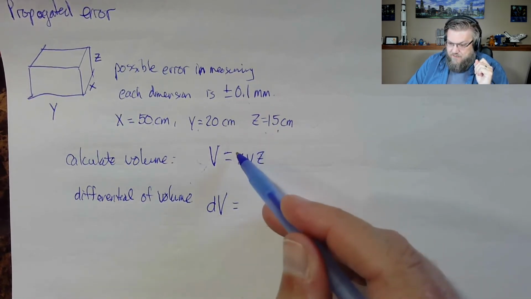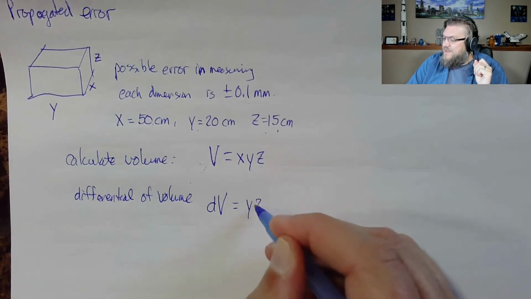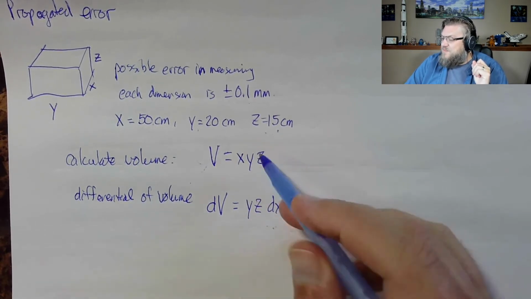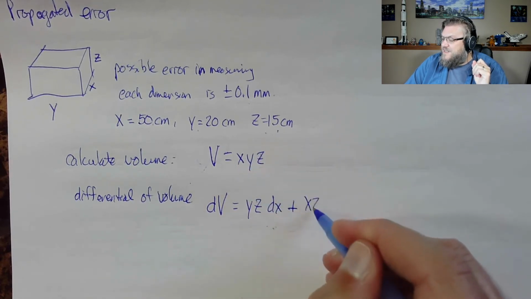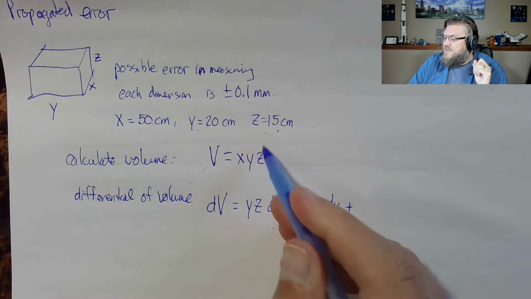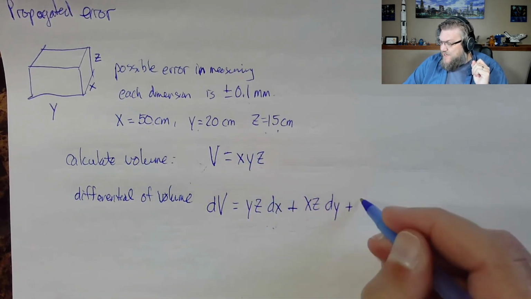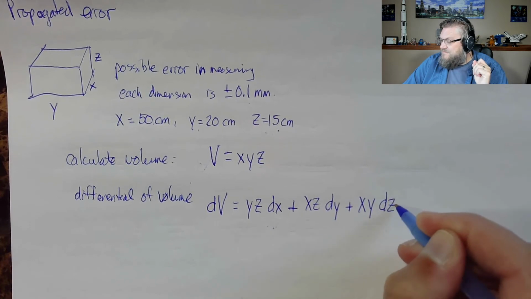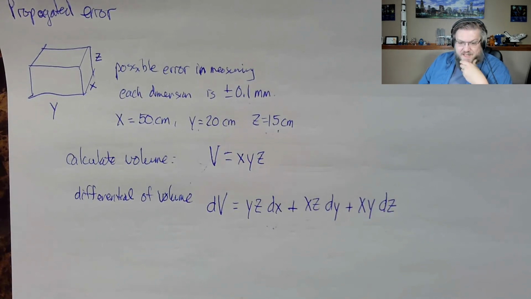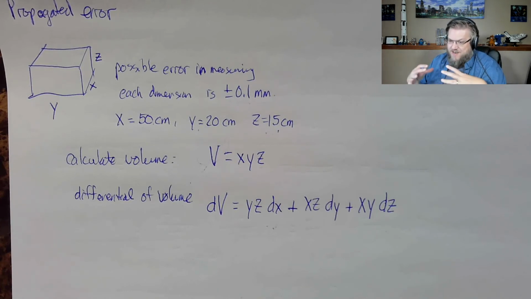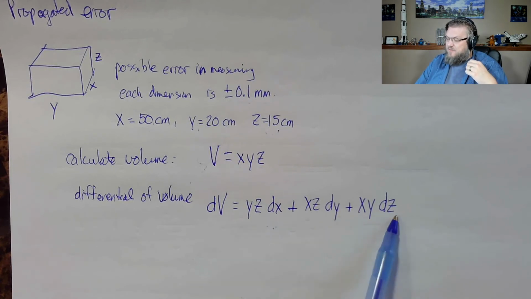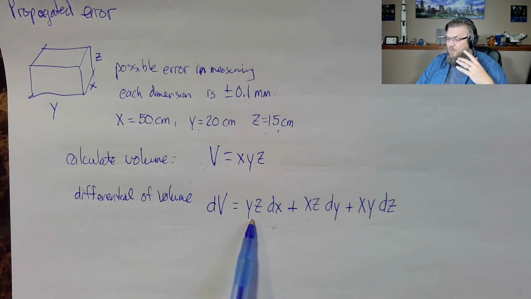Well, that's going to be the partial of this with respect to x, that's y times z, times dx, plus the partial of this with respect to y, which is xz dy, plus the partial with respect to z is xy times dz. Okay? And this sort of does the heavy lifting for me, right? It puts in the error for me, I see how the error plays a role in this, and then I see that it has to multiply by the area of one of the faces. Now that is a deep connection that I might not have known from just looking at this problem, right?